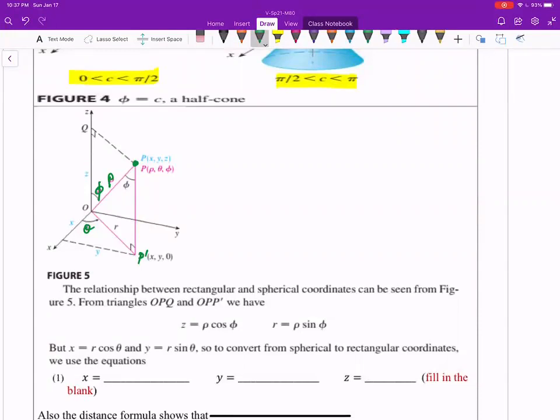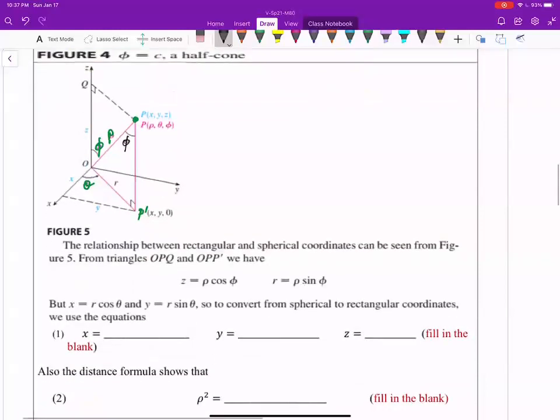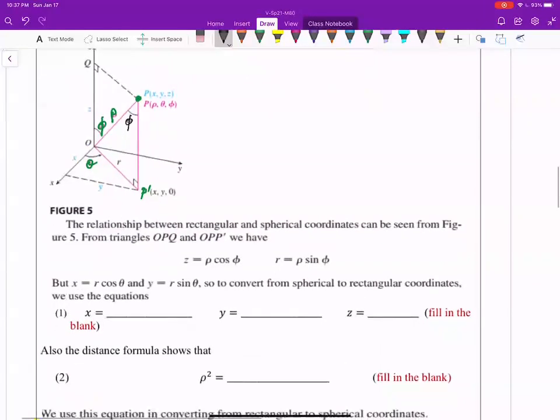If this angle is phi, then using alternate angles, this angle will also be phi. And you know that this value r is OP prime. Then I can write from this picture the relationship between rectangular and spherical coordinates, which can be seen from this figure 5. From triangles OPQ and OPP prime, we have z equal to rho cosine phi.